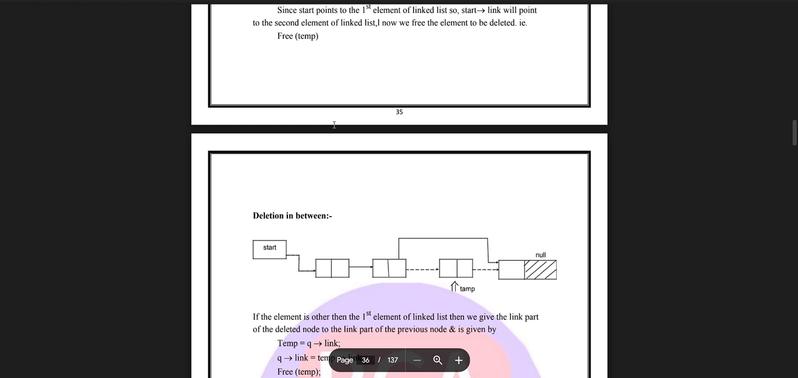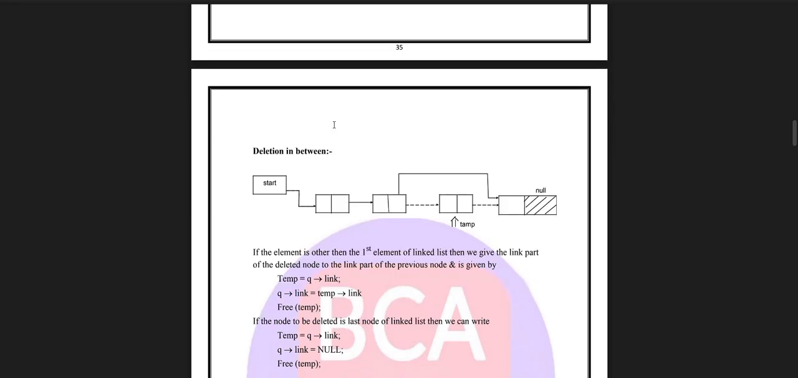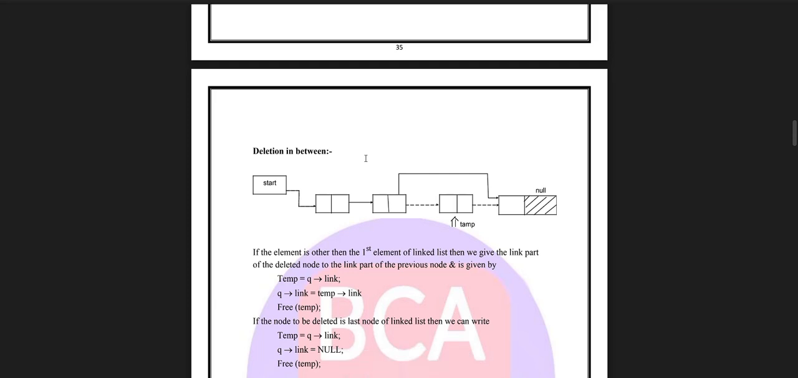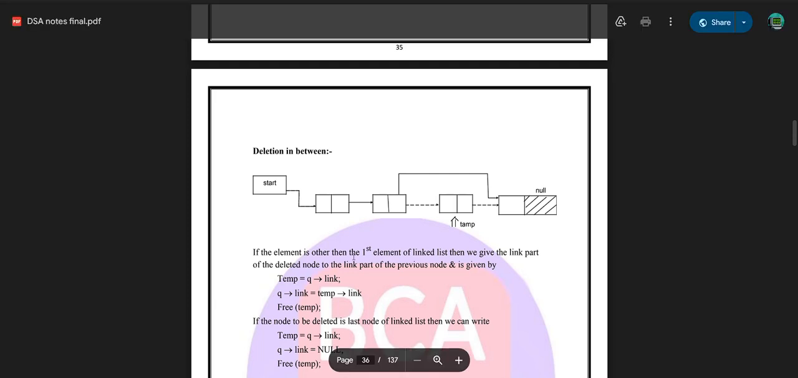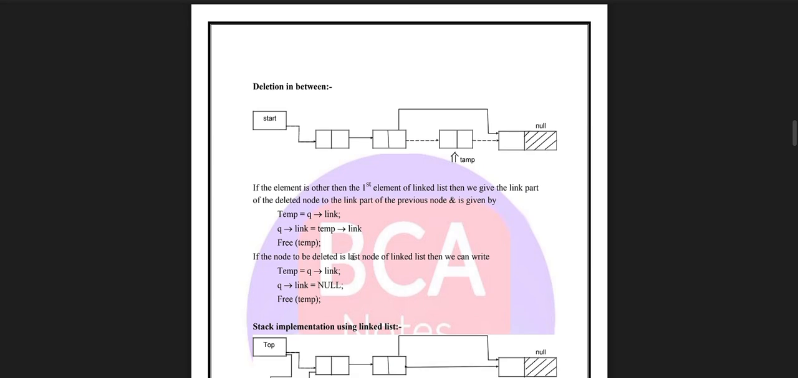Deletion from the linked list: deletion in between. If the element is other than the first element of the linked list, then we give the link part of the deleted node to the link part of the previous node q. If the element is the first element, then we give the link part of the deleted node as the start.